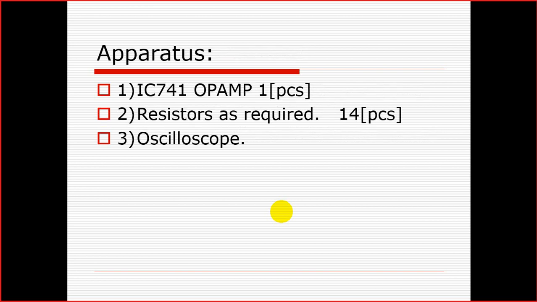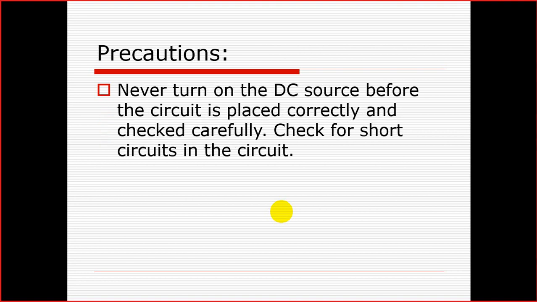These are the apparatus for your lab. IC741 op amp, one piece of op amp circuit IC. Resistors as required, usually 14 pieces are required, and an oscilloscope. Precaution that you need to take in the physical laboratory: never turn on the DC source before the circuit is placed correctly and checked carefully. Check for short circuits in the circuit, okay?